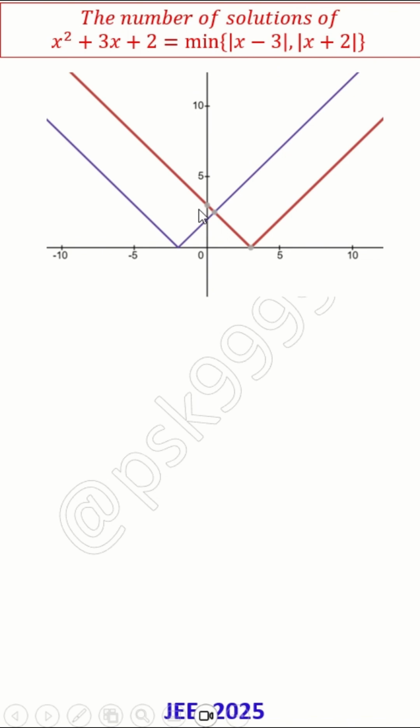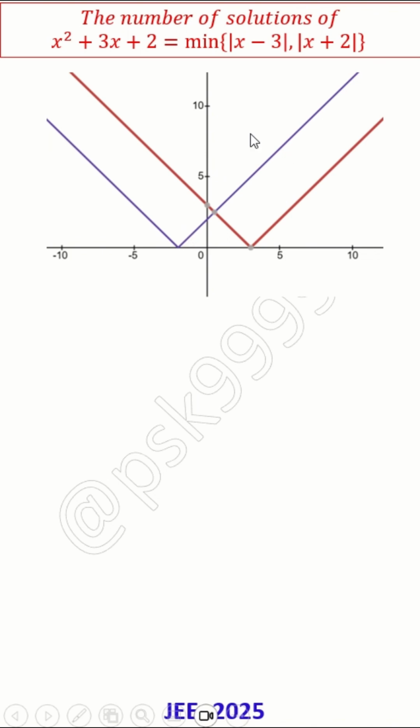First, let us understand the RHS, which is the minimum of the absolute values of these two. If you see the red one, this is |x − 3|. It is always positive, so it will be upward, and at 3 it is 0. So this is how it looks. And |x + 2| will be something like this. At x = −2 it is 0 and it will be upward because it's an absolute value.